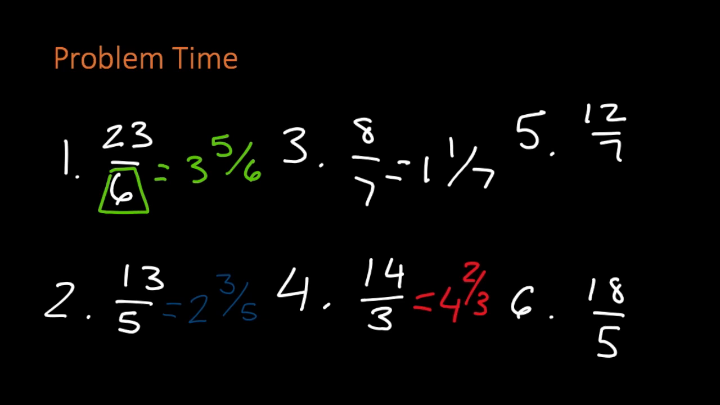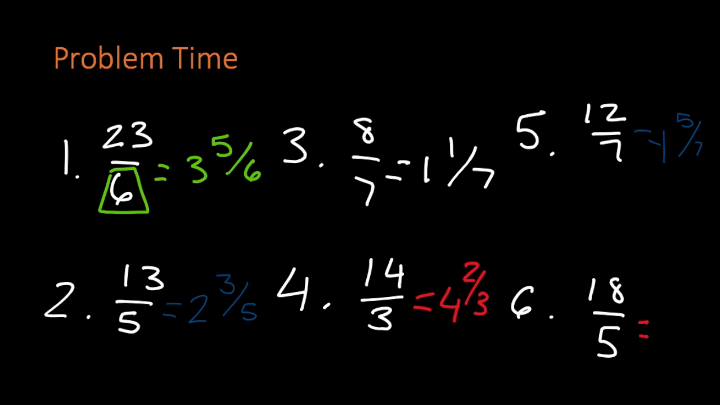Now number 5. Let's do 12/7. So 7 can go into 12 one time only, with a remainder of 5, because 7 plus 5 equals 12, and the denominator is staying the same. So 1 5/7.